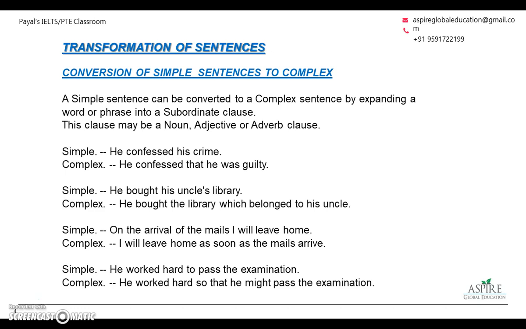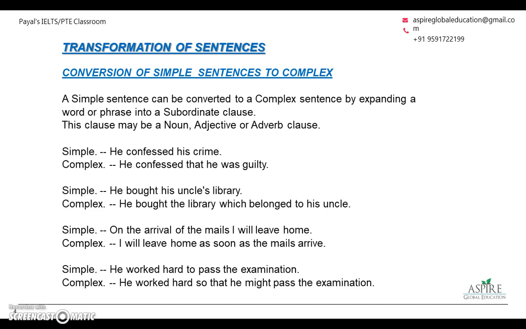Let's look at a few more examples. A simple sentence can be converted to a complex sentence by expanding a word or phrase into a subordinate clause. This clause may be a noun, adjective, or adverb clause. Let's try to understand this with the help of few examples. He confessed his crime. He confessed that he was guilty. So I cannot use the same word crime. I have to use a clause, a group of words, because I have to have two clauses since I'm making a complex sentence.